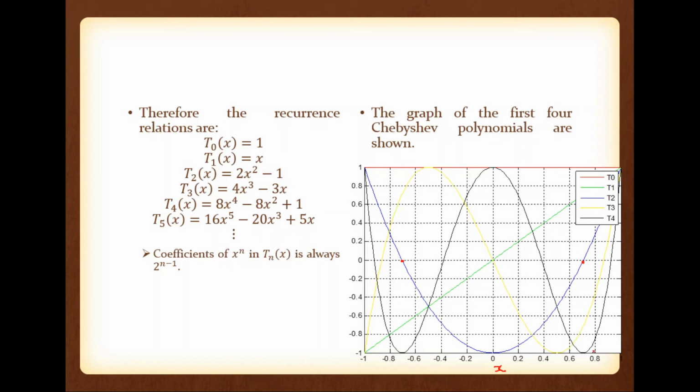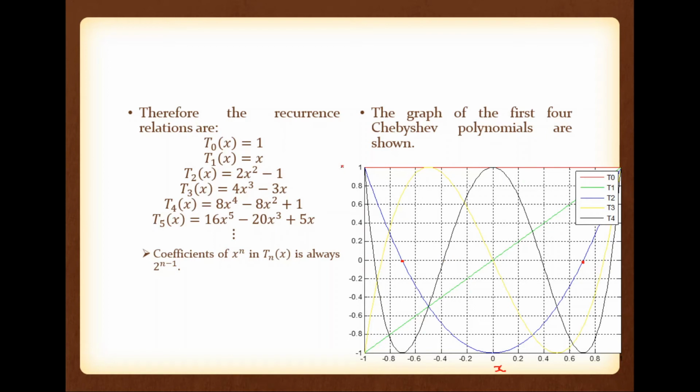So you can see that T4 of x is also varying between 1 and minus 1. But as it is a fourth degree polynomial, it has 4 roots: 1, 2, 3, 4. Okay, so you can see that the odd degree polynomials pass through 0, x equal to 0. So this is the graphical representation of the first 5 Chebyshev polynomials, from degree 0 to degree 4.